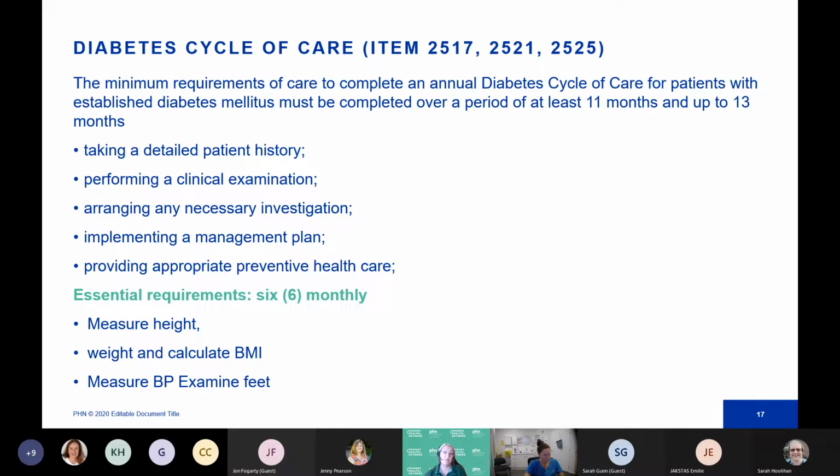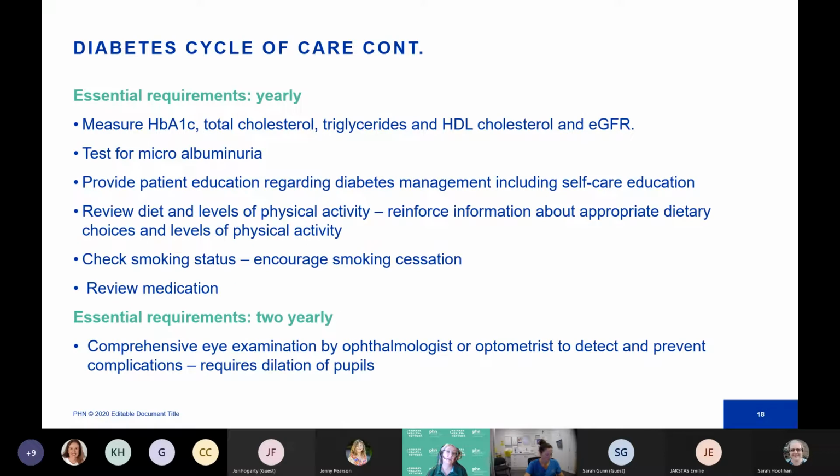As I indicated a little bit earlier, you can use multiple item numbers if that's warranted. I've just listed here all the components of the cycle of care, because you do have to have 6 monthly reviews, yearly reviews, and 2 yearly reviews. There are requirements to that cycle of care. The Diabetes Annual Cycle of Care is a checklist for reviewing your patient's diabetes management and general health. You will do this to reduce the risk of diabetes-related complications.